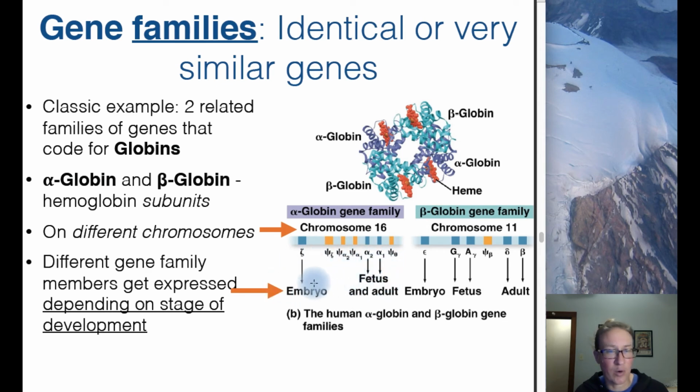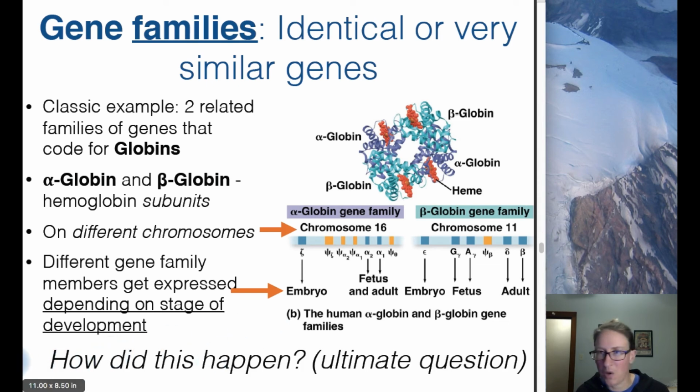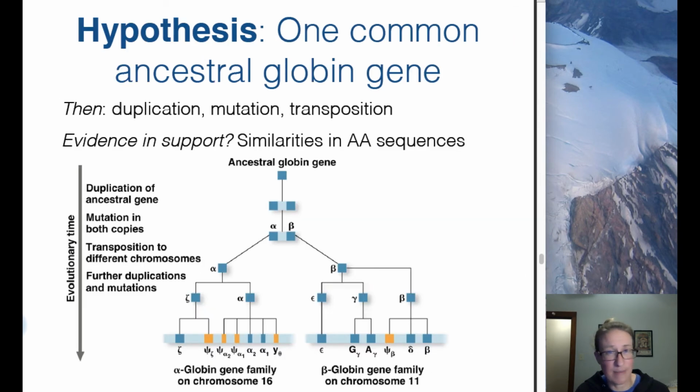This is just highlighting how when an individual is an embryo, one type of alpha globin gene gets expressed and one type of beta globin gene. And then fetuses and adults express different versions of these alpha and beta globin genes, depending on development stage. So, this leads to a question, well, how on earth did this even happen? Our general hypothesis is that there must have been some kind of common ancestral globin gene that then underwent a series of events, so gene duplication, then gene mutation, and then a gene transposition effect to wind up on two different chromosomes. And there's pretty good evidence in support of this hypothesis in that the amino acid sequences found in the alpha and beta globin gene families are very similar to each other.